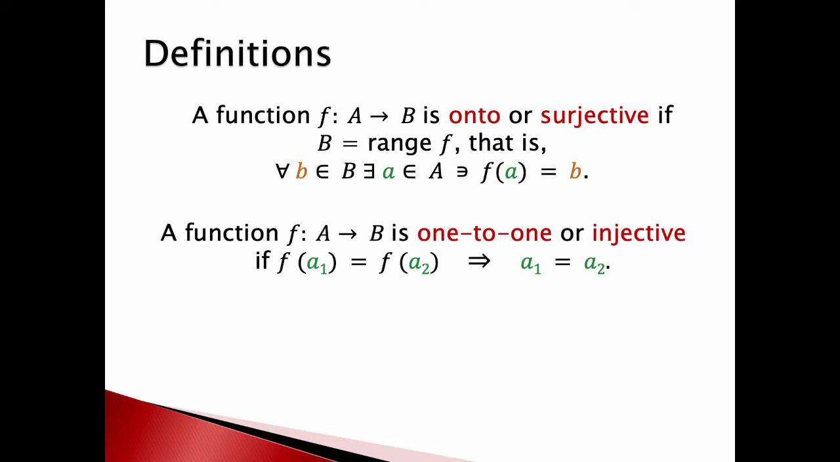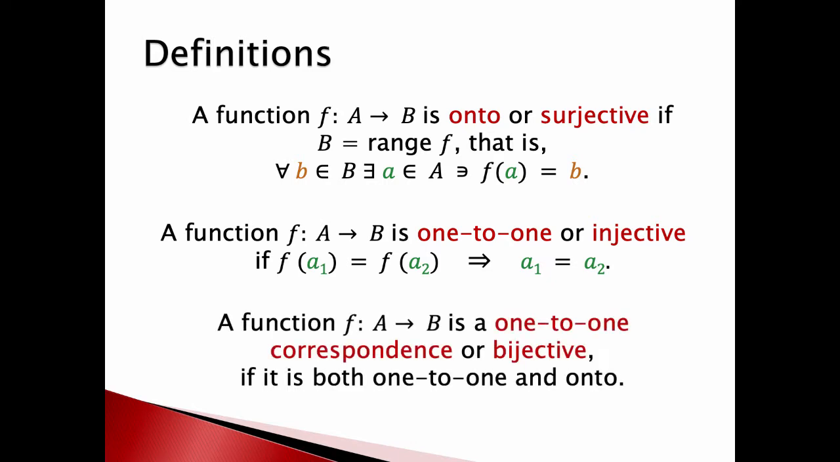Now, we might have a function which is both one to one and onto, or another way of saying that is both surjective and injective. That's really cool when that happens. And when it does, we call a function like that bijective, or a one to one correspondence, because every element in the domain matches up with exactly one element in the range. And so that's really cool. We will see one to one correspondences again in a future lecture when we talk about cardinality of sets.